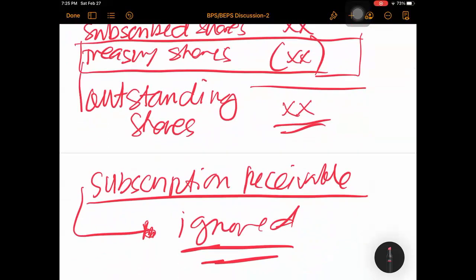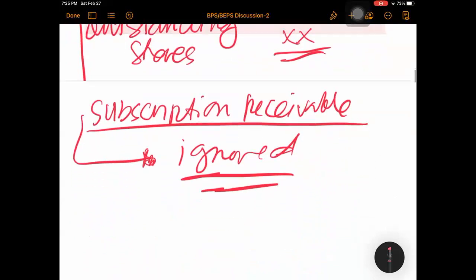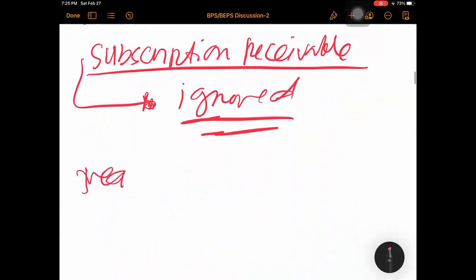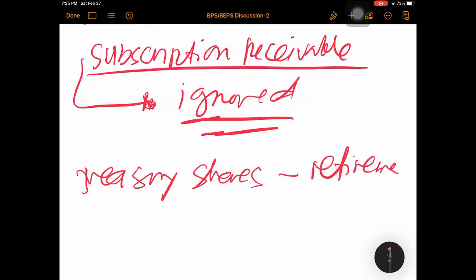What is our assumption sa atong treasury shares? Unsay assumption nato dire if we compute the book value per share? Okay, the assumption is retirement. We retired the treasury shares in computing the book value per share. So we assume that the treasury shares were retired.